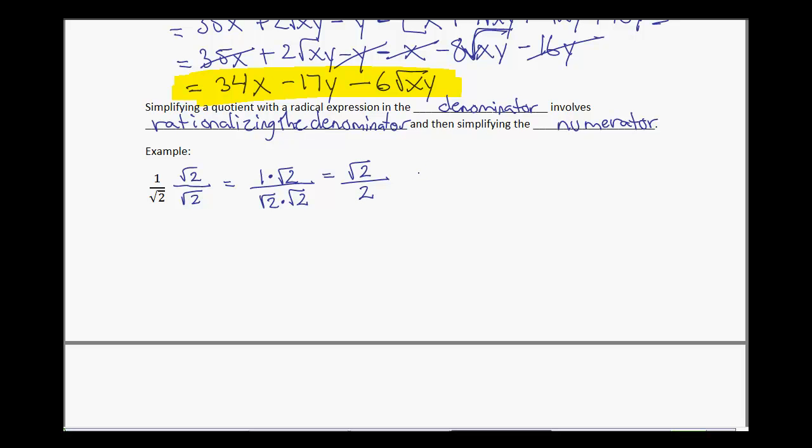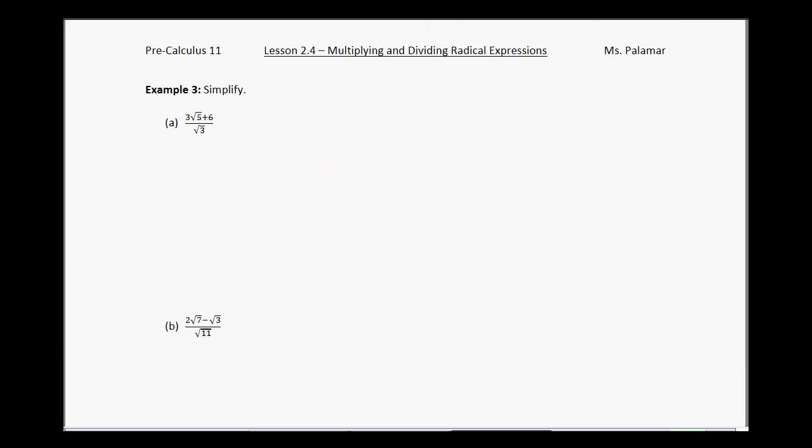This is equivalent to 1 over root 2. We did that by rationalizing. So when we come up to questions that have denominators with a radical, we want to go ahead and rationalize that to simplify. Alright, example 3.